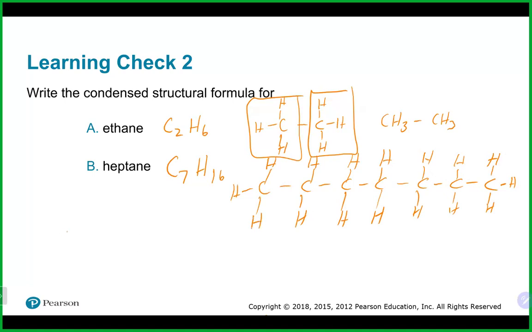We can do our CH3, CH2, CH2, CH2, CH2, CH2. I totally lost track. 1, 2, 3, 4, 5. 2, 3, 4, 5, and a CH3. Yeah. We also could do the even more condensed formula that we did, where you could put the little bracket or parentheses around it and put the little number on the bottom if you wanted to as well. Any questions on those there?